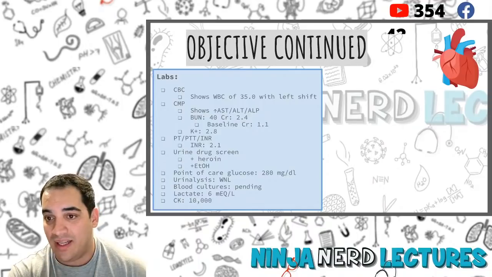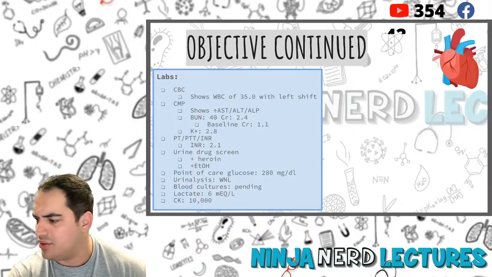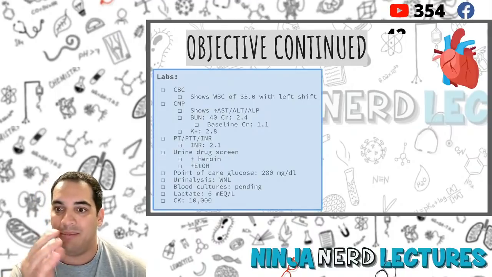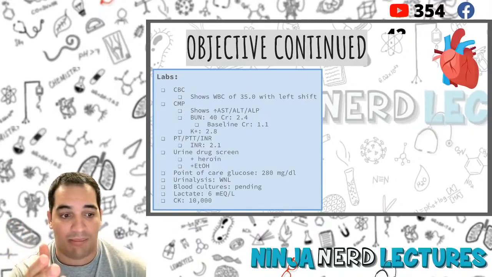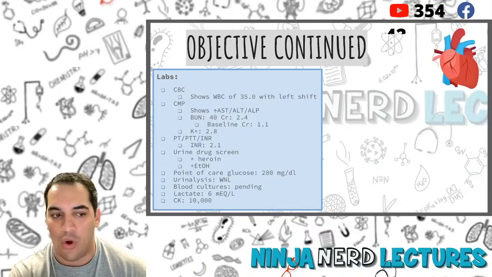Blood cultures. I'm sending those off definitely because I think Jenna said a really good answer there, thinking that maybe there's some endocarditis or bacteremia. So I think it's a great idea. Let's send blood cultures. It's going to take some time for those to come back. So they're pending at the moment.